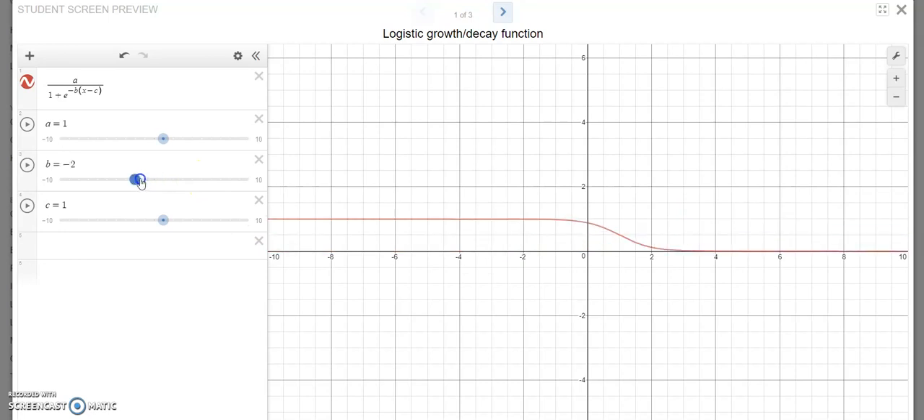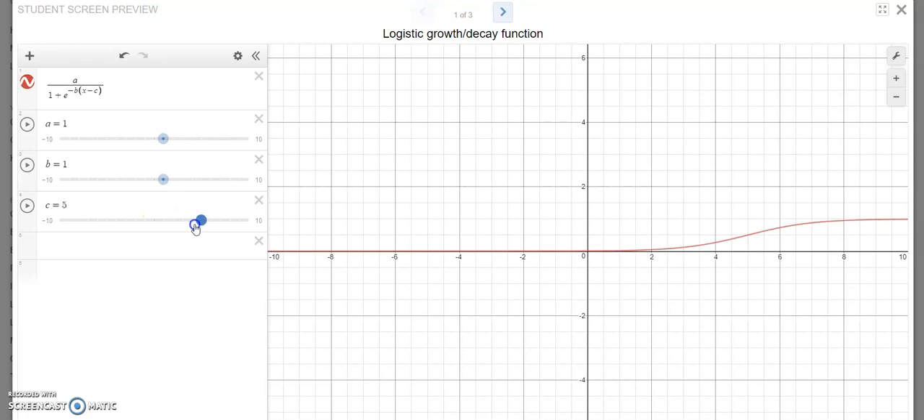If we go down to, let's say, negative 3, notice our line switches directions. We were going from negative infinity to positive infinity. Now we drop it to negative 3, and we're still going from negative infinity to positive infinity, but we have a decreasing factor instead of an increasing one. So let's drop B back to 1 and let's look at C.